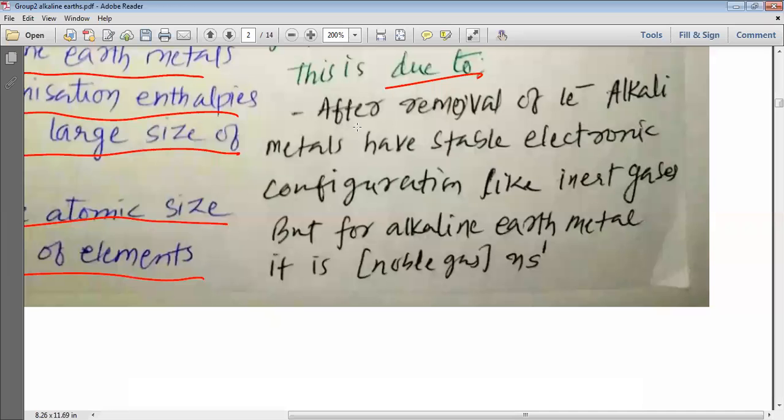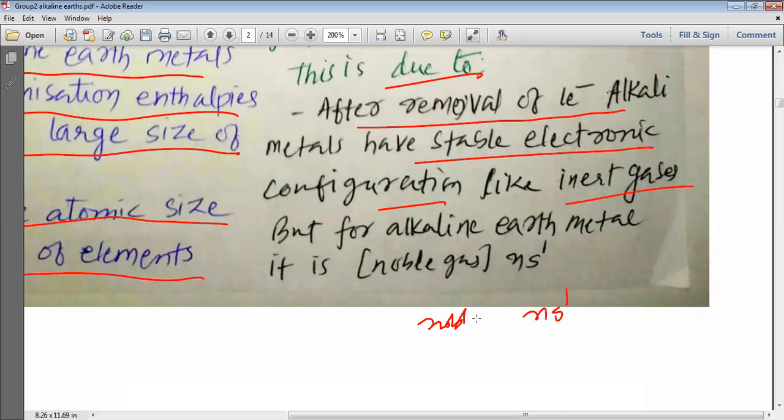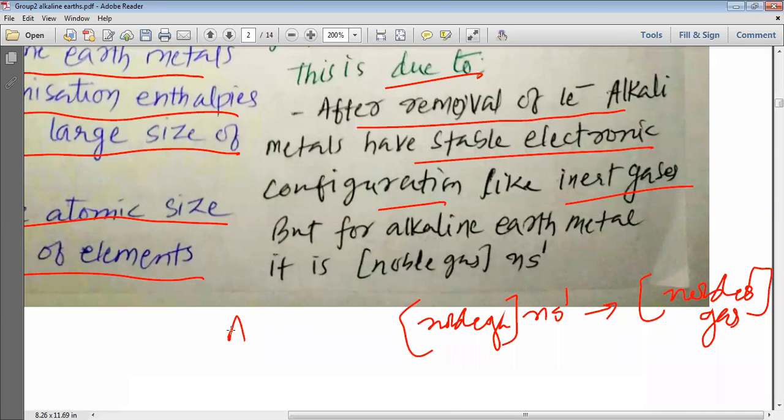This is due to the fact that after removal of one electron, alkali metals have a stable electronic configuration like inert gases. So if you have noble gas ns1, and if you remove one electron, it becomes like noble gas. So when one electron is removed from the alkali metals, they have the noble gas like electronic configuration.